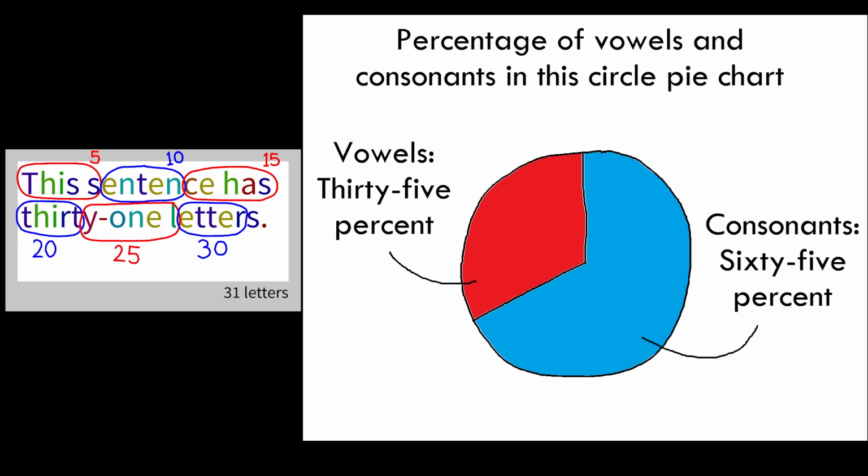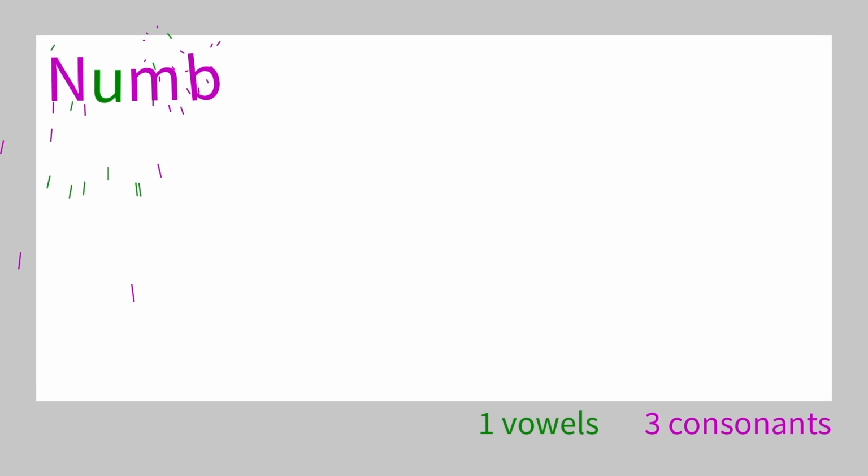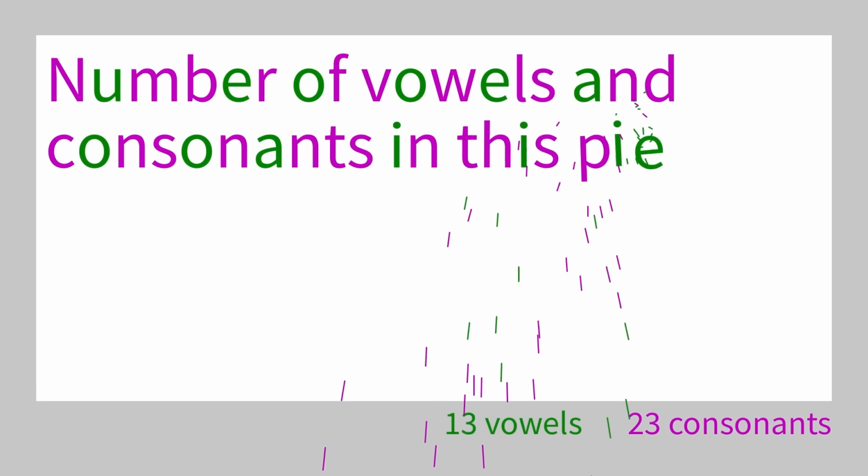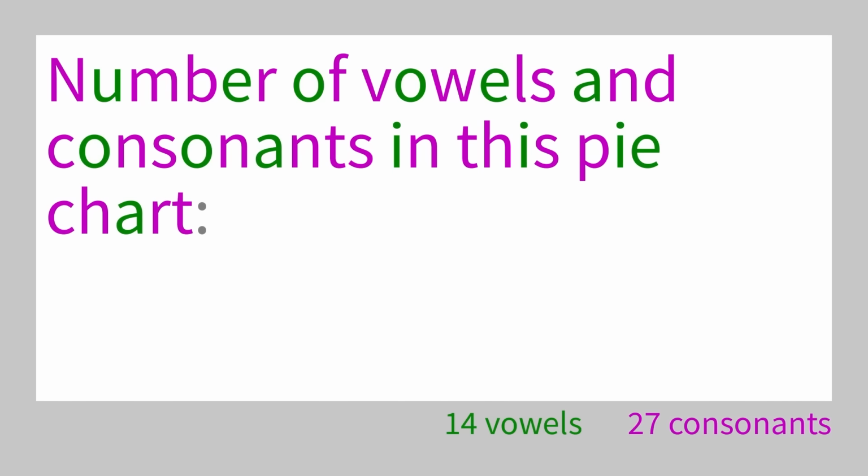Now let's move on to the pie chart, which is 1 degree more complicated than the sentence because there's 2 variables at play, the number of vowels and the number of consonants. To create this pie chart, let's start with the title, Number of Vowels and Consonants in this pie chart. And then we start with an initial guess.